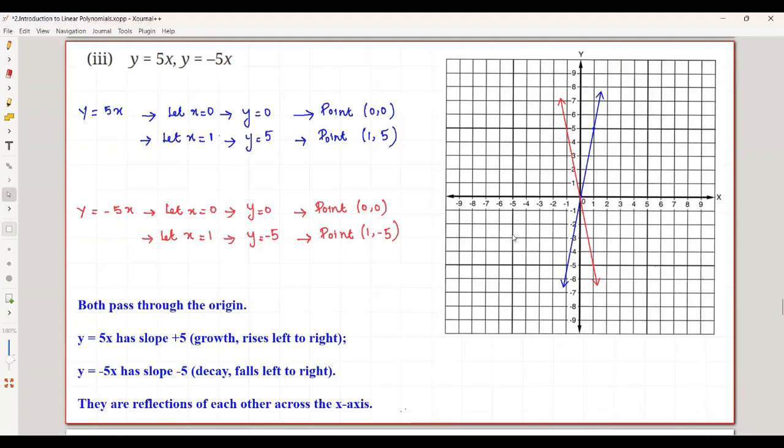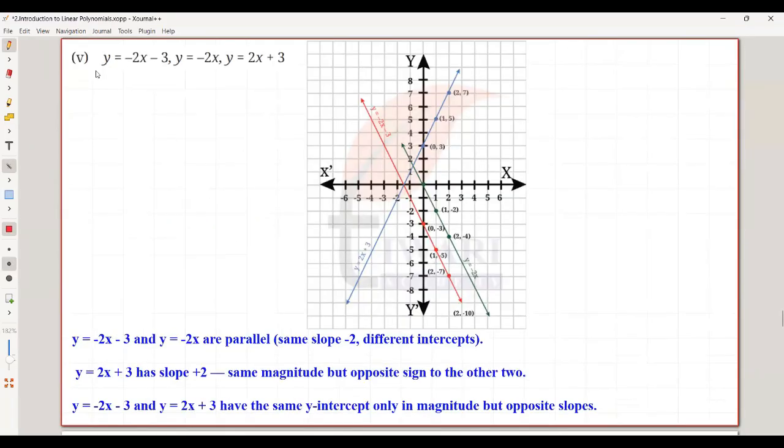As I said, you can go with only 2 points, whether it's a linear decay or linear growth, whether it's passing through the origin or not. Fifth question: y is equal to minus 2x minus 3, y is equal to minus 2x, and y is equal to 2x plus 3. If you plot the points, you will get 3 straight lines, and we have to find out the role of A, B, C.